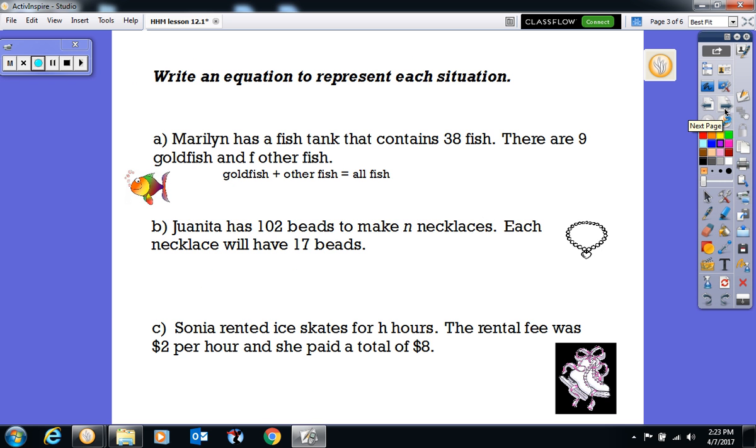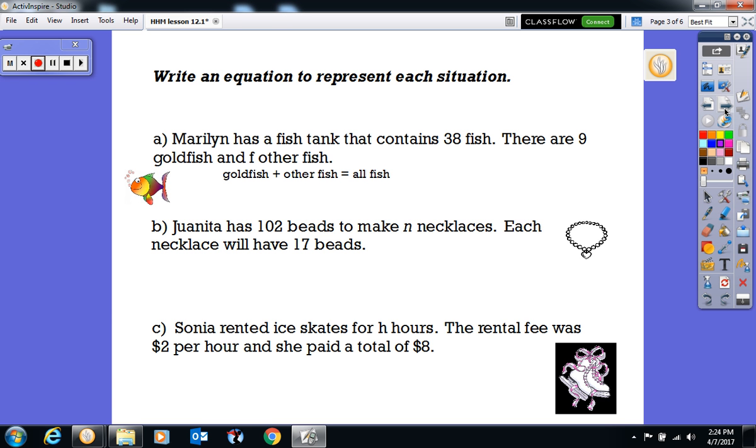So let's try these. This time I have some word problems. Marilyn has a fish tank that contains 38 fish. There are 9 goldfish and some other fish. We don't know how many other fish there are. Okay, it's a mystery. So I can make the equation that the goldfish plus all the other fish that I'm not sure about equals a total of all the fish.